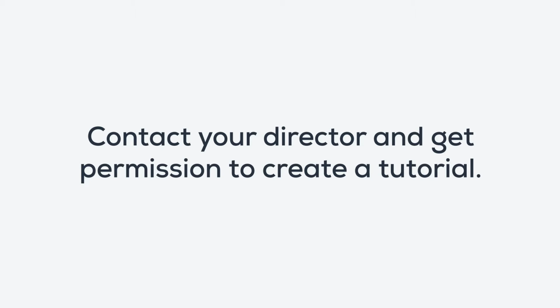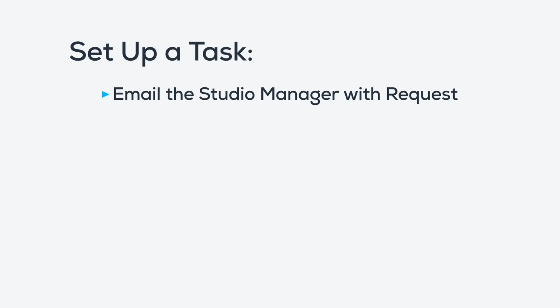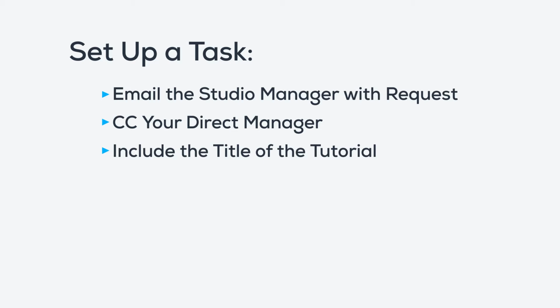Once you have approval from your director to start a tutorial video, the first thing you're going to do is set up a task. Email the studio manager saying that you have approval to start a tutorial. Be sure to CC your direct manager. Include the title of your tutorial in the email, and the studio manager will create a task for you.